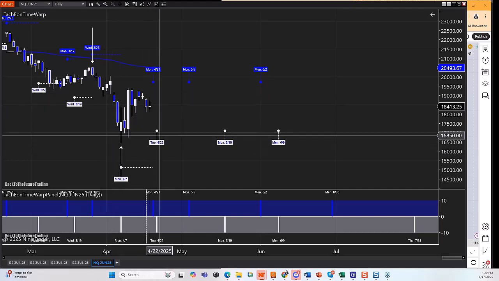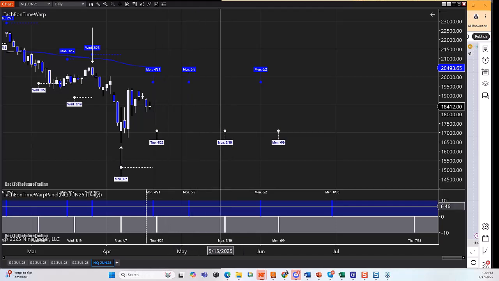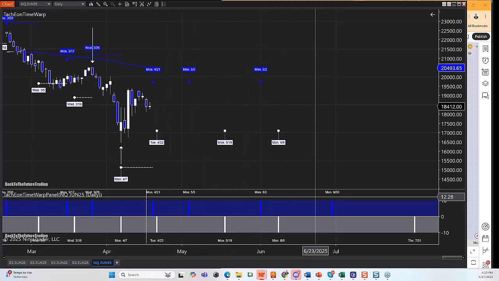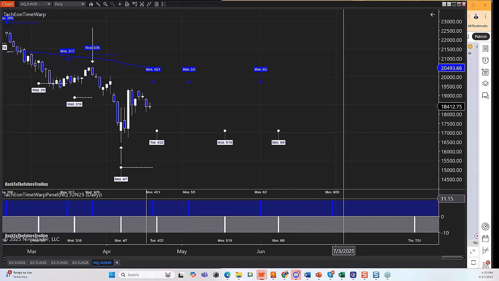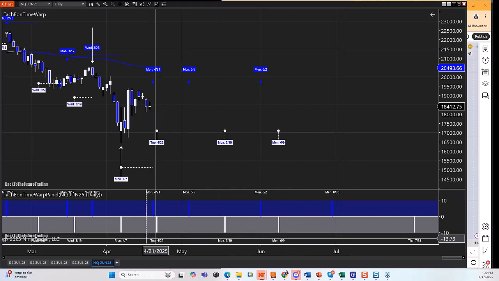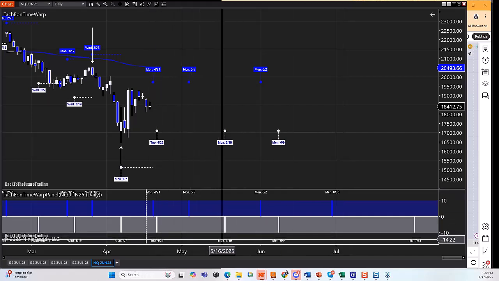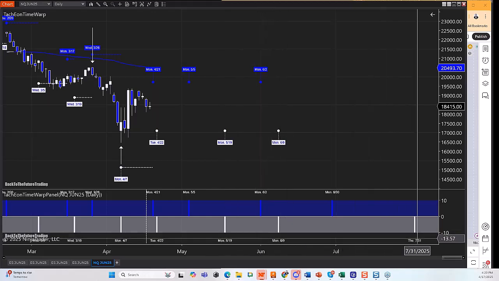And so on a daily chart, I'm seeing the selling date says May 5th, June 2nd, June 30th. I'm seeing the buying date says April 22nd, May 19th, and June 9th, as well as August 31st. That's pretty far out in the future.